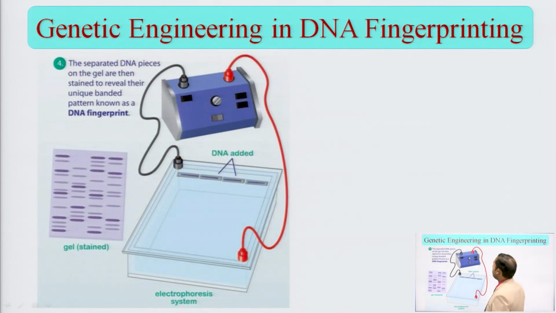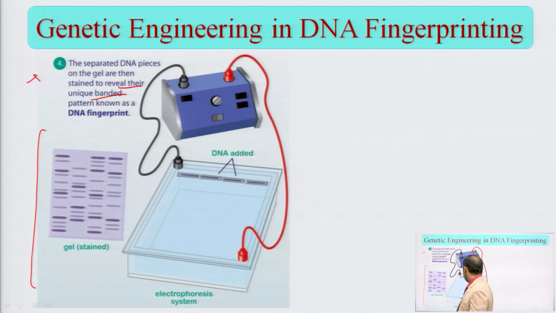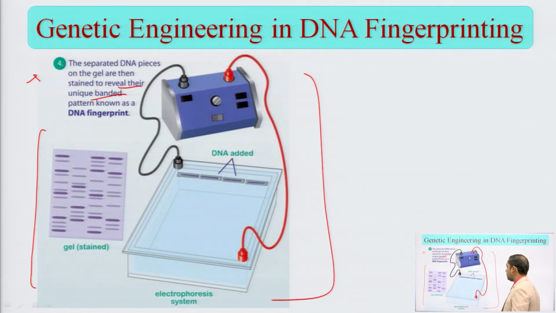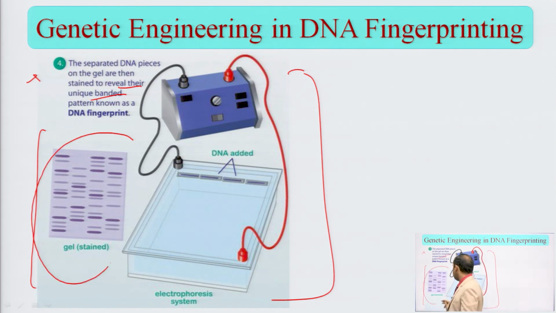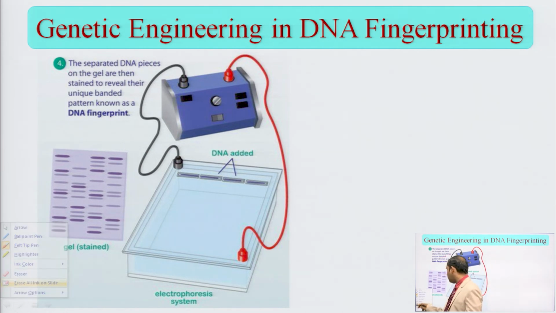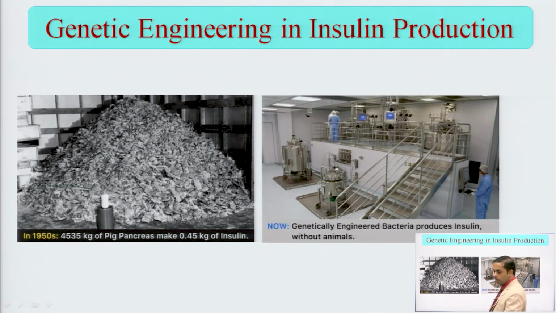Then the separated DNA pieces on the gel are stained and reveal their unique bands, the DNA fingerprint. This is called the electrophoresis system. I have told you in my PCR lecture how we can use electrophoresis. Now, if you compare this picture with the known suspects, then you will be able to identify whether somebody is responsible behind a crime or not.